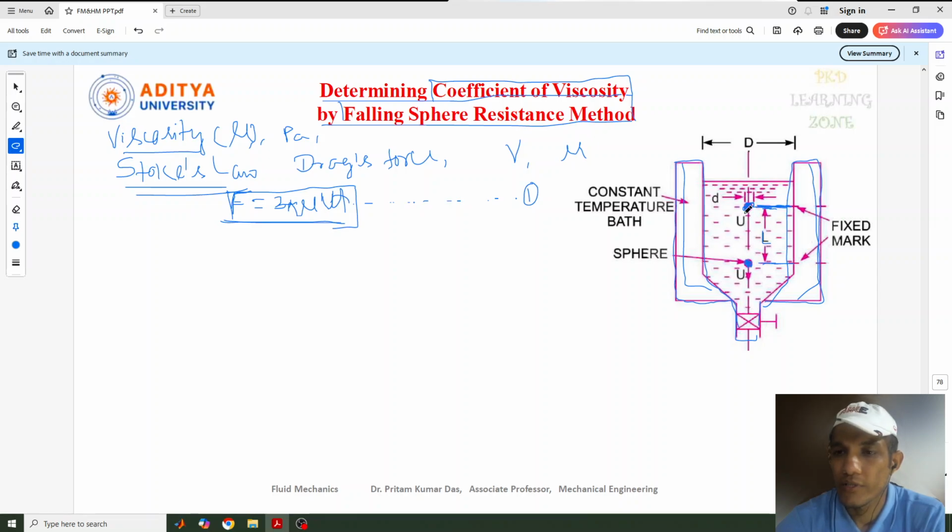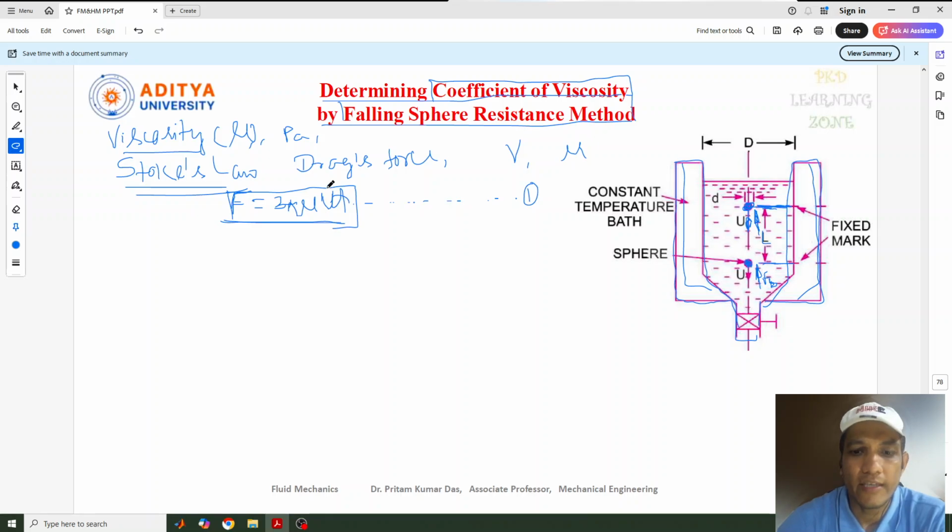And one more thing, the weight of the sphere, which always acts downward, and the drag force acting on it is upward. Another thing: though the sphere is in the liquid, in a closed container, inside the liquid, there is also a buoyant force acting on it. So these are the forces acting on the sphere.